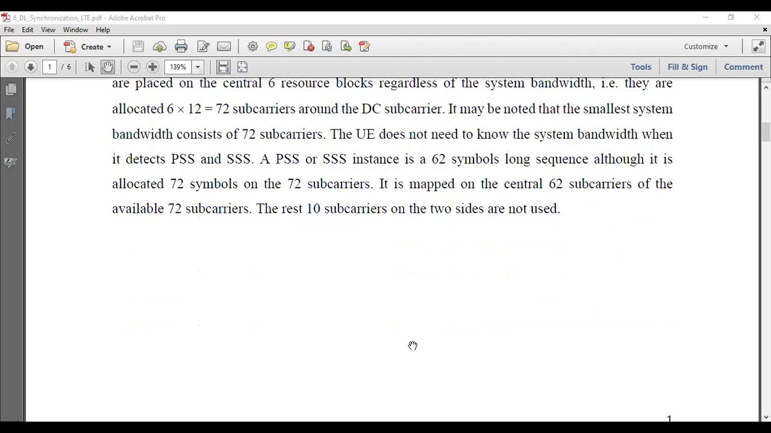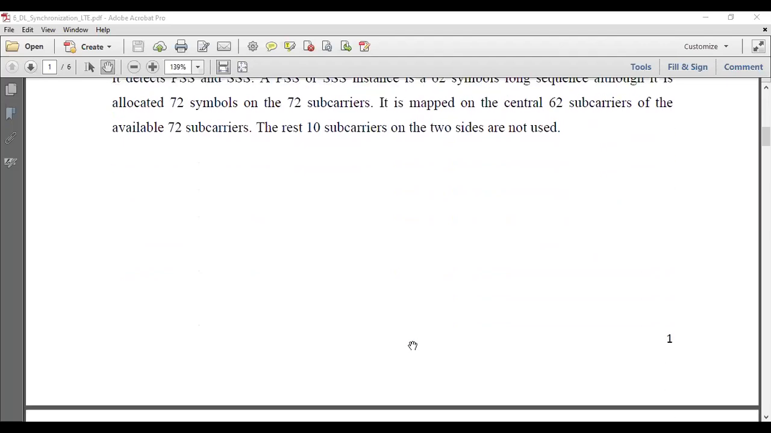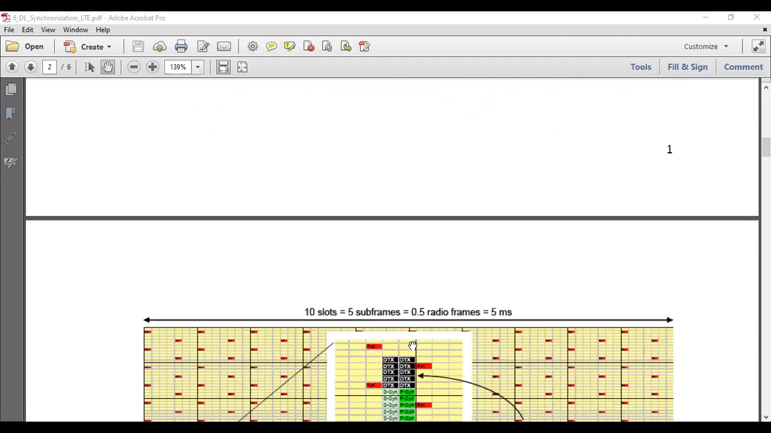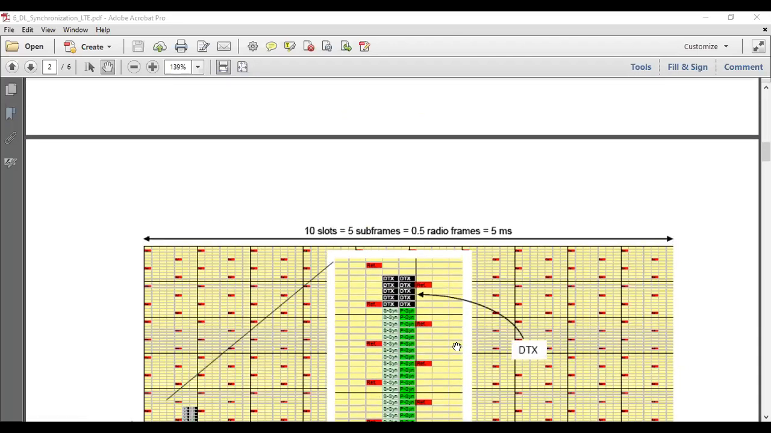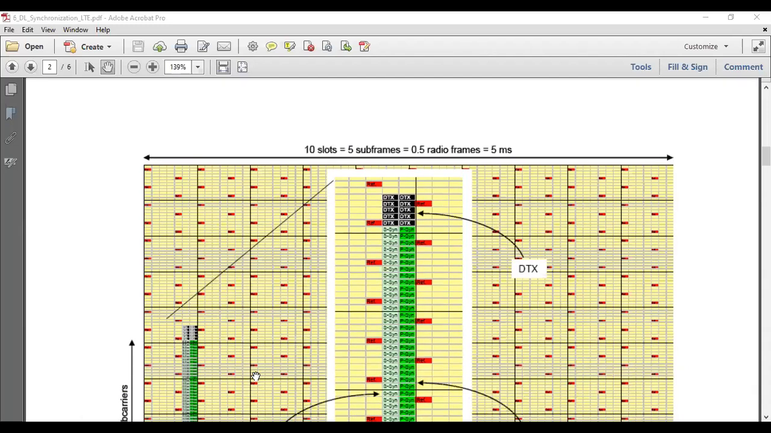Now remember that we have twofold purposes. We have to find the alignment in time, which here is the boundaries of radio frames. You have radio frames one after another. You need to find out where the subframes start, but that doesn't give you the whole information. You also need to know where the radio frames start. That is the time alignment information.